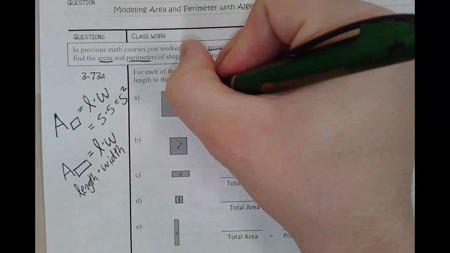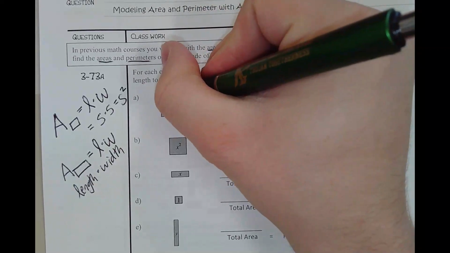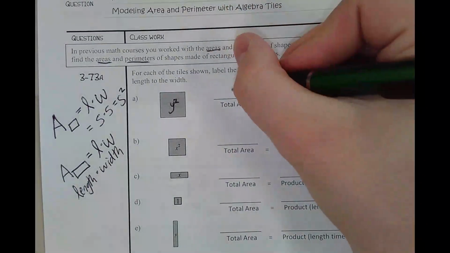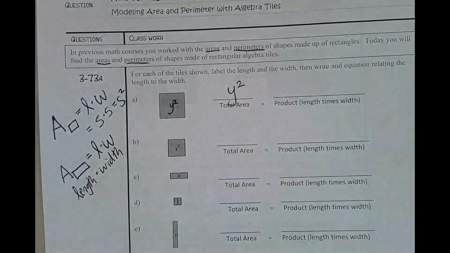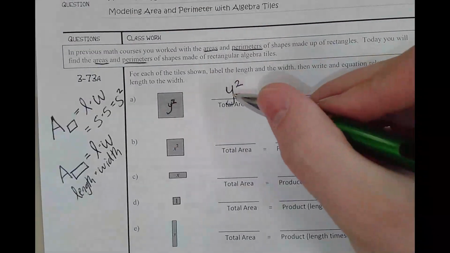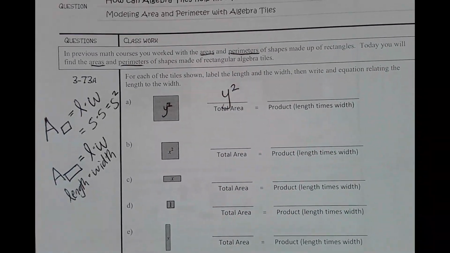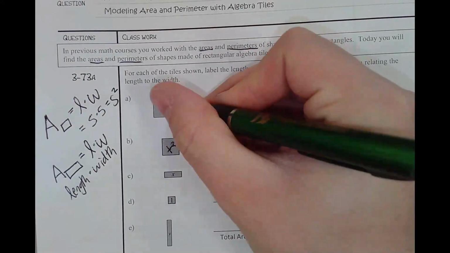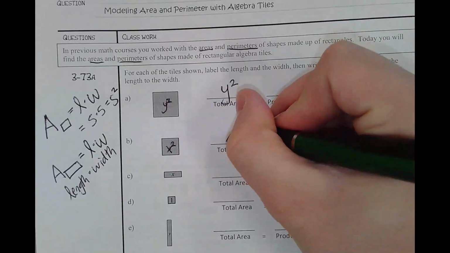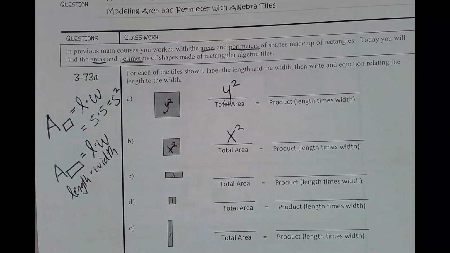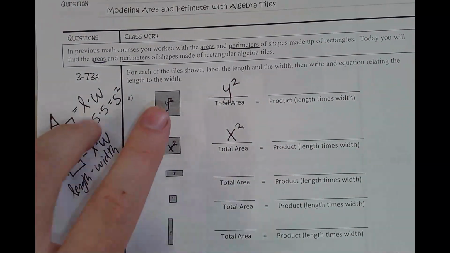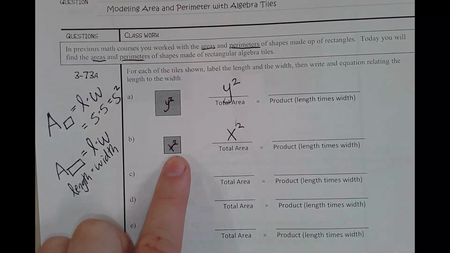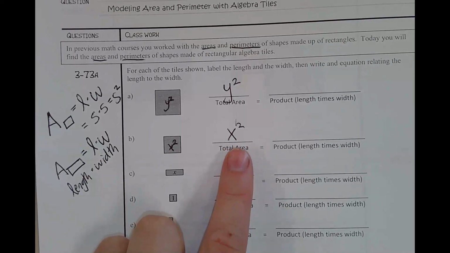Our first tile, the biggest square tile that we can get, if you're using physical algebra tiles, is the y squared tile. The total area of a y squared tile is y squared, because that's the name of the shape. The name of the shape is the area of the figure. This one's x squared, typically a little smaller than y squared. Why would they call it the y squared tile? Because its area is y squared. Why would they call it the x squared tile? Because its area is x squared.